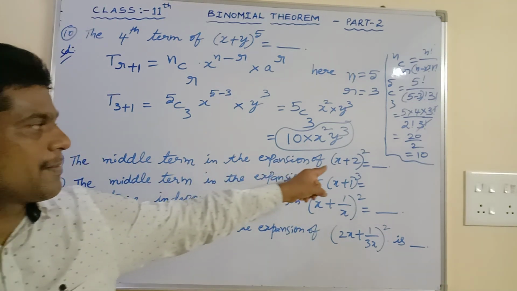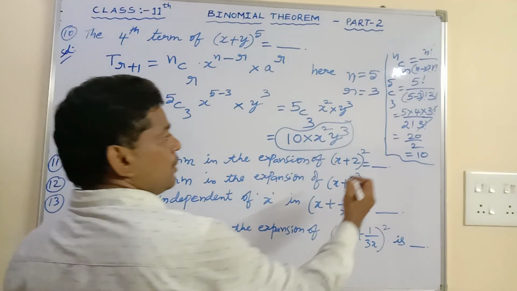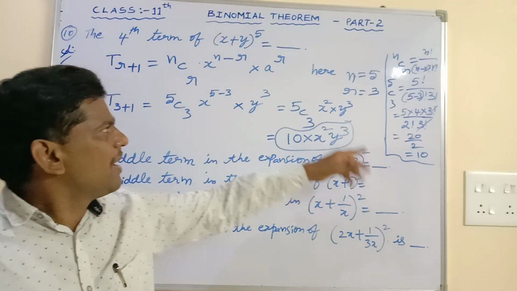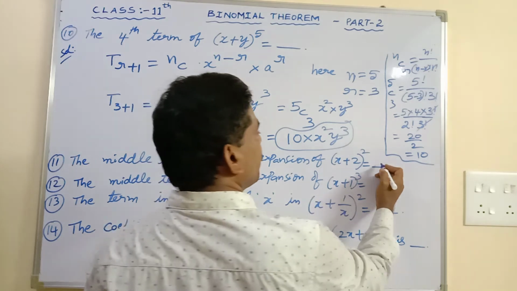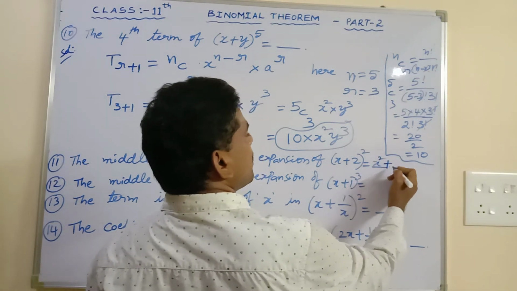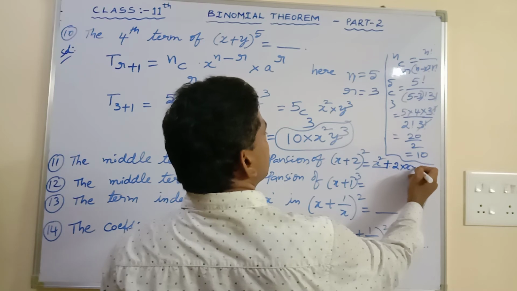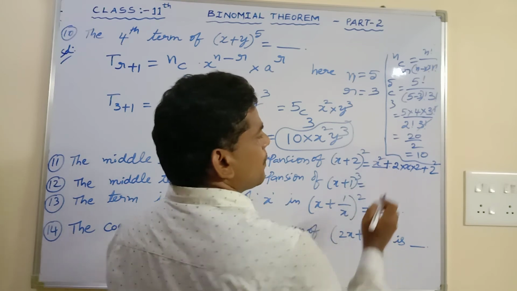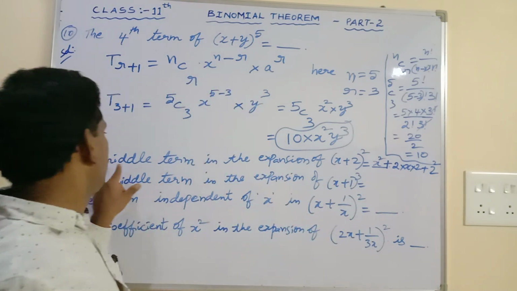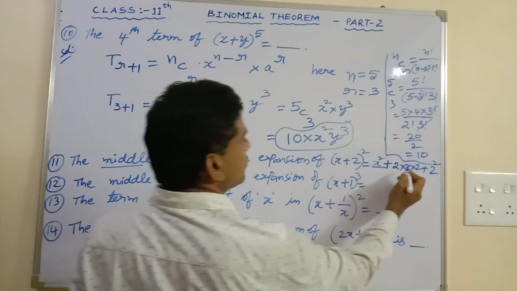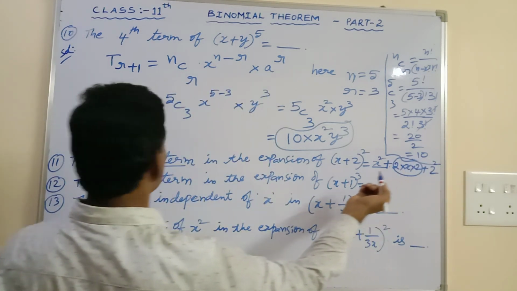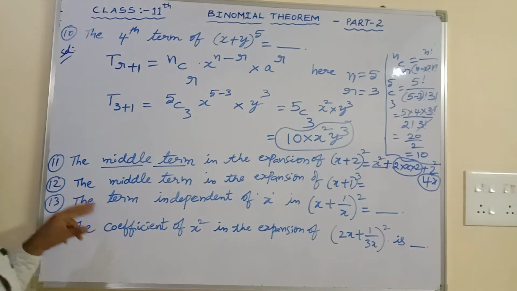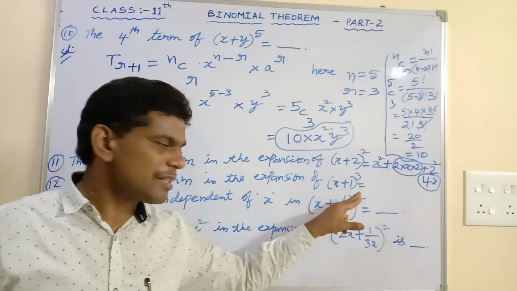11th question. The middle term in the expansion of (x plus 2) whole square. This is exactly in the form of (a plus b) whole square only, so we need not apply the binomial expansion. Simply, (a plus b) whole square is equal to a square plus 2ab plus b square. 2 square is 4. So this is equal to x square plus 4x plus 4. What do we find here? The middle term. So the middle term is 4x. Right.